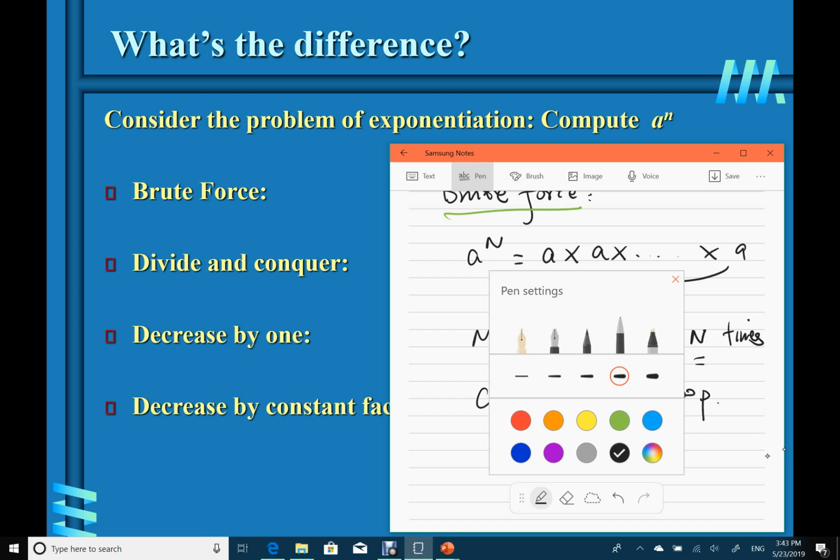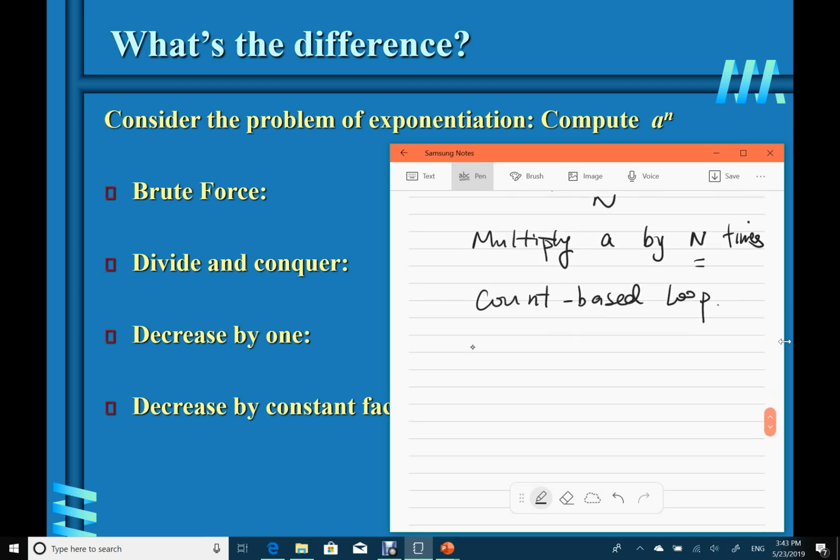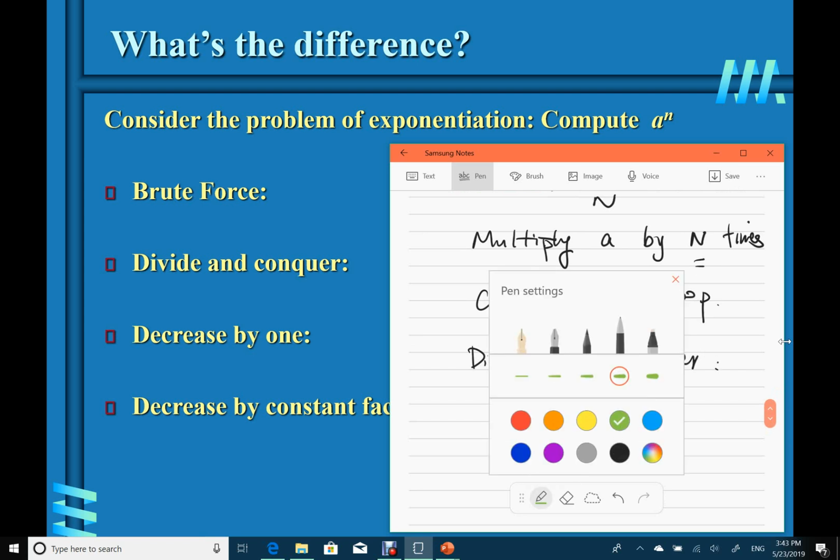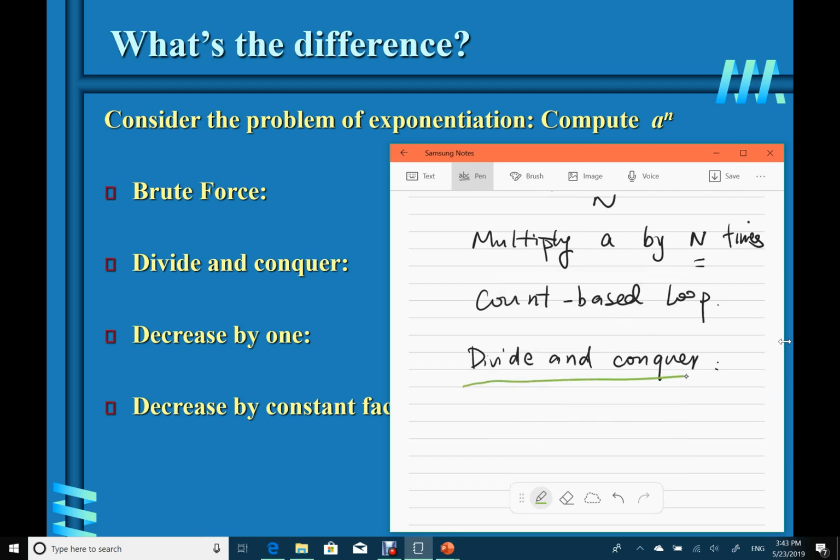And the second one, we check divide and conquer. This divide and conquer is very similar to what we talked about, decrease by constant factor.